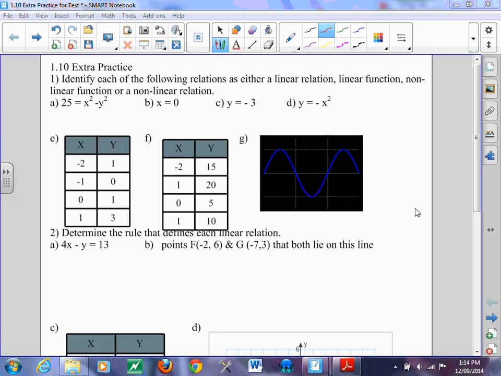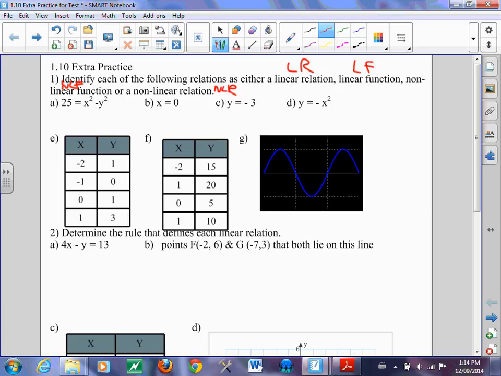So number 1 says identify each of the following relations as either a linear relation, LR, linear function, LF, nonlinear function, NLF, or nonlinear relation, NLR. Okay, so let's practice these.